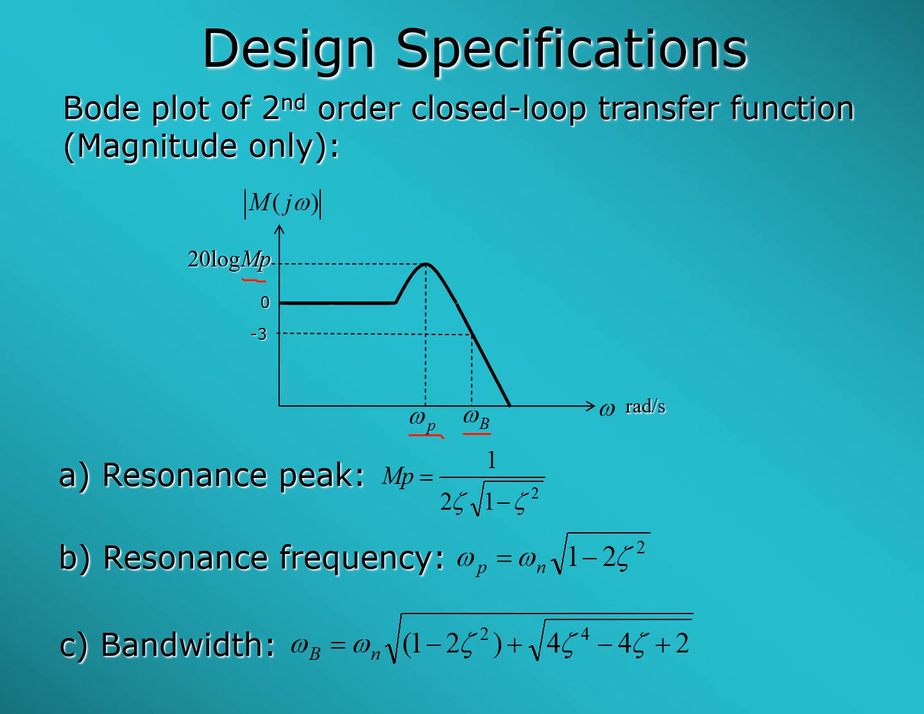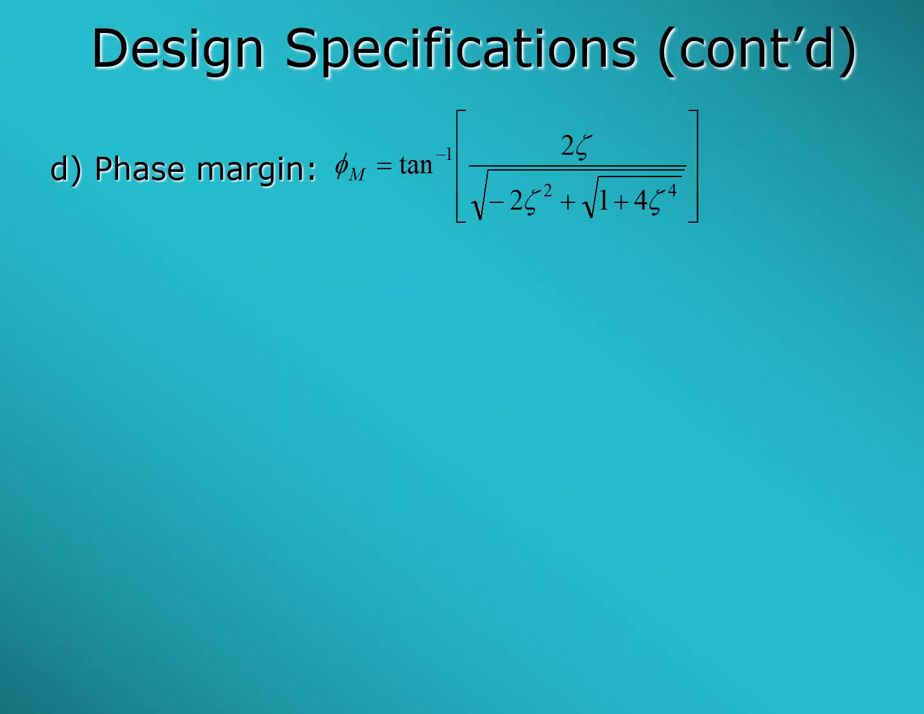The first one is the resonant peak, Mp. The second one is the resonant frequency, omega p. The third one is the bandwidth, omega B. And if you look at these three specifications, in all the equations we have the damping ratio. And the last specification is the phase margin, PM, and you can note there is also a damping ratio.